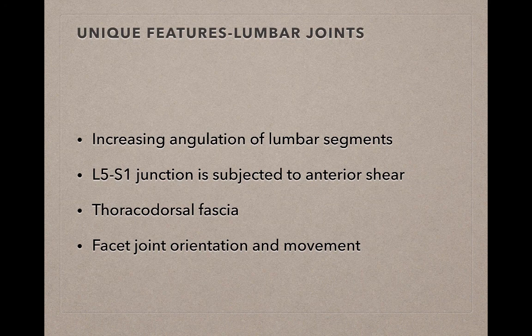When we talk about active range of motion at the thoracic and the lumbar spine, it's typically described together because it's very difficult to dissociate movement occurring at the thoracic spine from movement occurring at the lumbar spine.